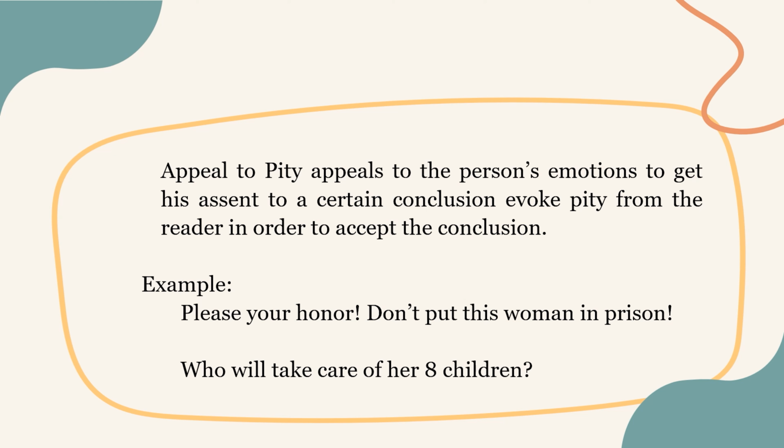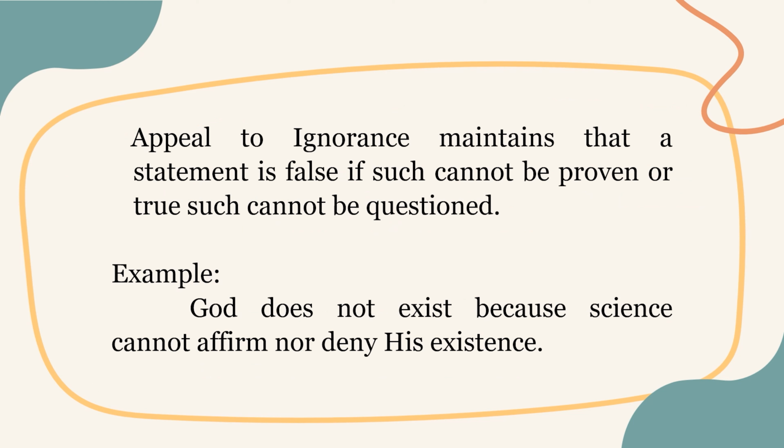Appeal to ignorance maintains that a statement is false if it cannot be proven true, or true if it cannot be questioned. Example: God does not exist because science cannot affirm nor deny his existence. The appeal to ignorance fallacy asserts that a statement is false or true based on the absence of evidence or the inability to disprove it. In the given example, the argument claims that God does not exist because science cannot confirm or refute existence.